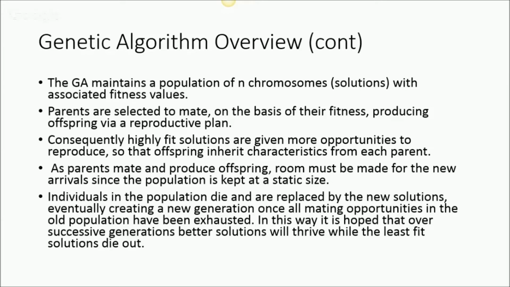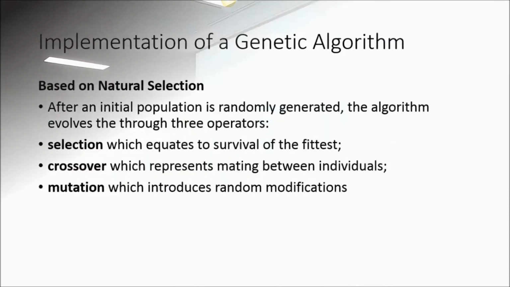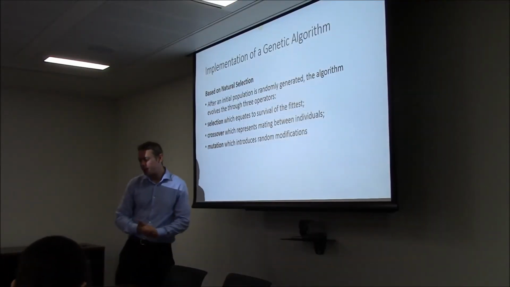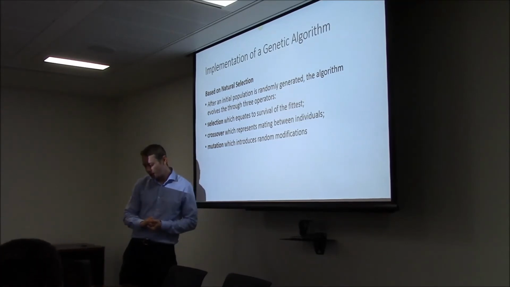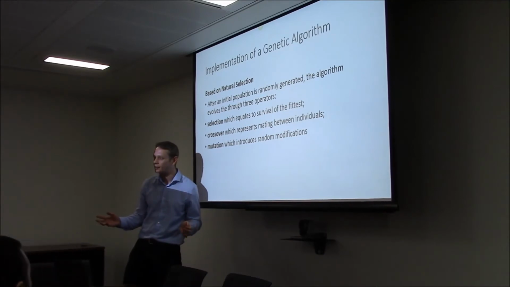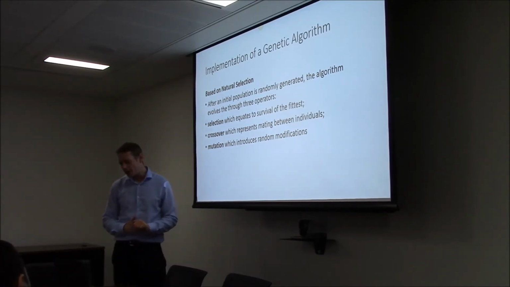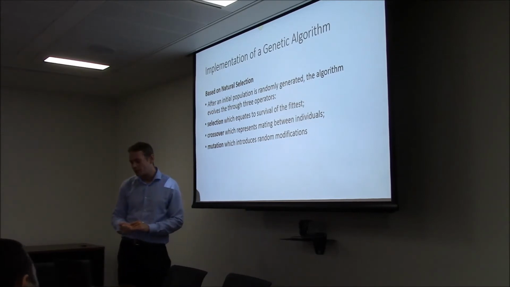In this way, it is hoped that over successive generations, better solutions will thrive, while the least fit solutions will die out. So it's based on natural selection. The components of our algorithm are basically: we're going to generate an initial population of candidates. Then we're going to use selection over that population.